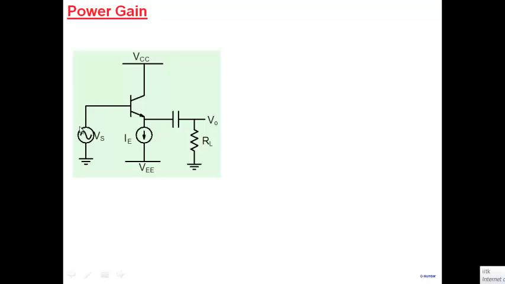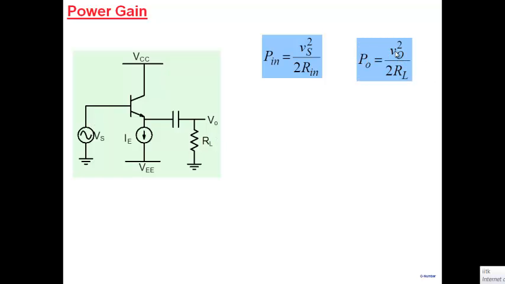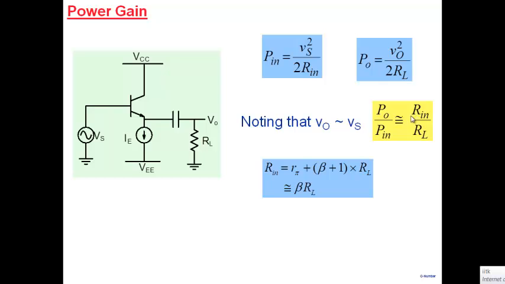Why are we calling it an amplifier, even though the voltage gain is 1? It's very easy to see that it's a power amplifier. The power input that you drive in here is Vs squared divided by 2Rin, assuming a sinusoid. Power output is V0 squared by 2RL. If we take the ratio, P0 by Pin is Rin by RL, and we can easily make this factor much larger than 1. Rin is beta times RL here.